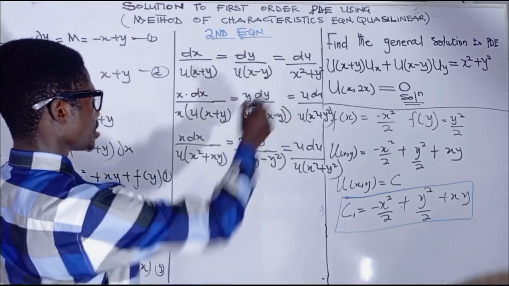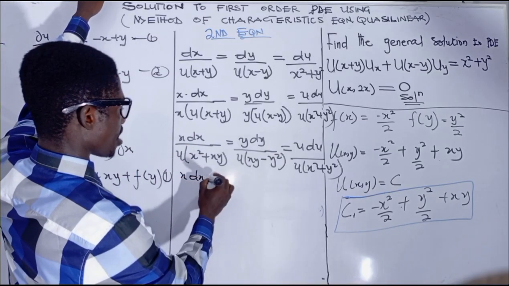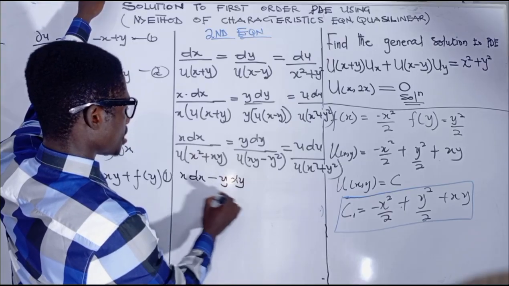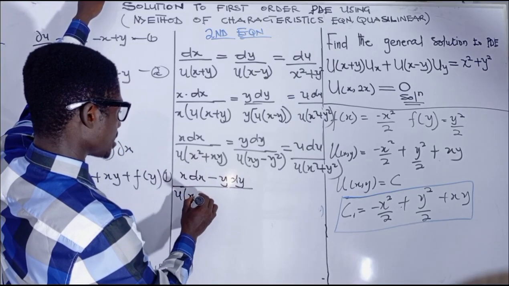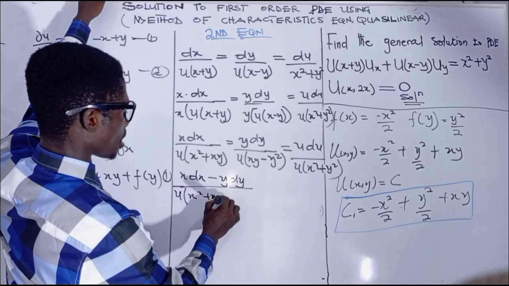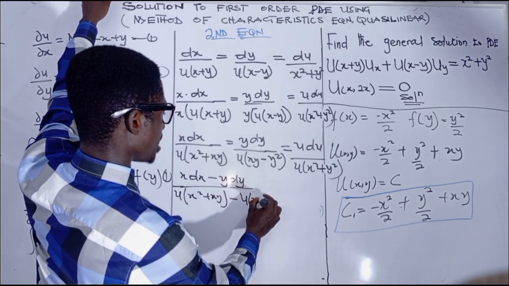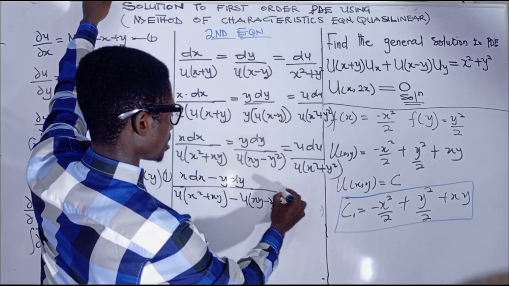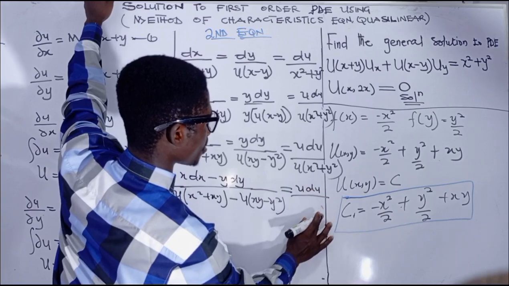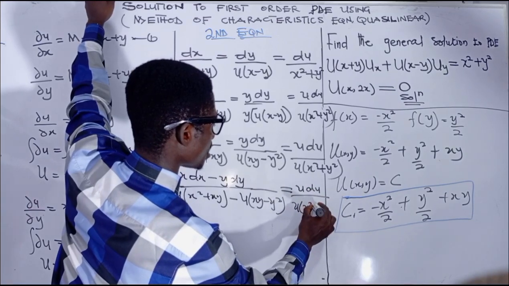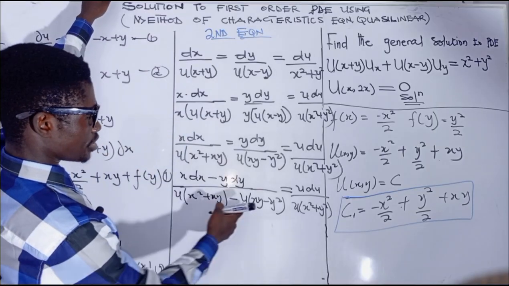So from here, we are going to have x dx, then we have minus y dy, and then all of this is over u(x squared plus xy), then we have minus u(xy minus y squared), and all of this is equal to u du all over u(x squared plus y squared). Since we have u and u, let's factor u out.